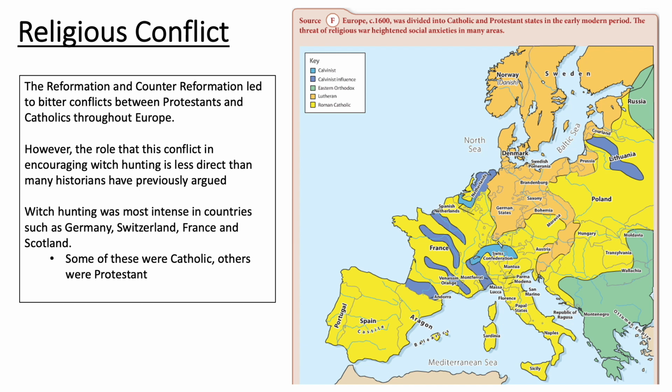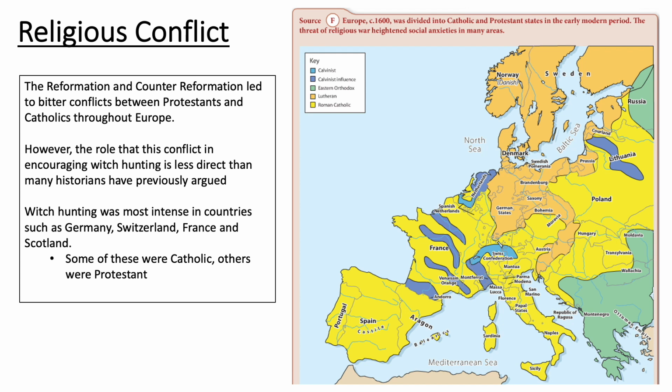The role of these religious conflicts in encouraging witch hunting is less direct than many historians would argue. There was a view, and it's quite an easy view to understand, that the witch hunts were Catholic people accusing Protestants of being heretics and witches, and Protestants accusing Catholics of being heretics and witches, and that was where this witch craze sprung up from, and that's why the Reformation was so important. There's no specific link to say that Catholics hunted witches more intensely than Protestants hunted witches.